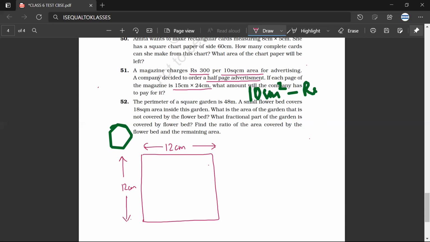So is the side of the square 12 meter? Is it correct? Yes, sir. A small flower bed covers 18 meter square. I'm sorry, this should be meter. We are not given the shape of the flower bed, so I do not know what kind of shape it is, but I know the area is 18 meters square. So this is my flower bed.